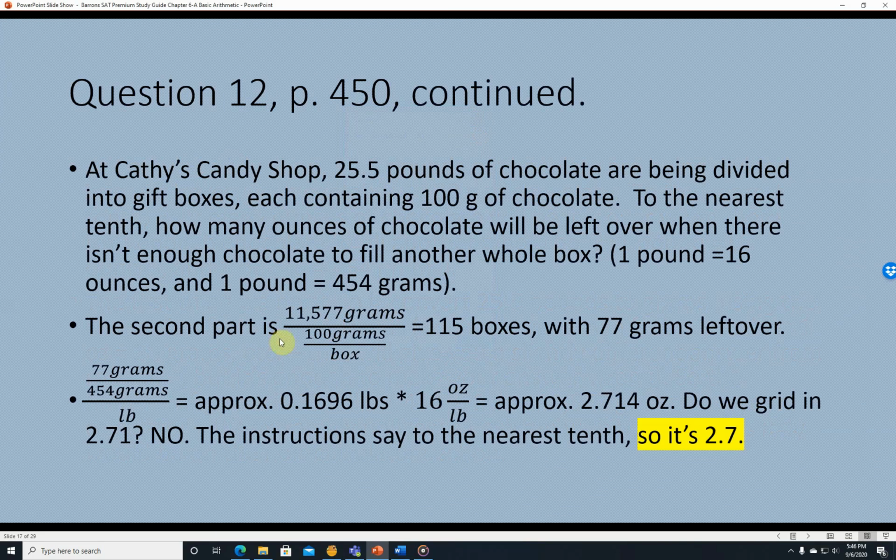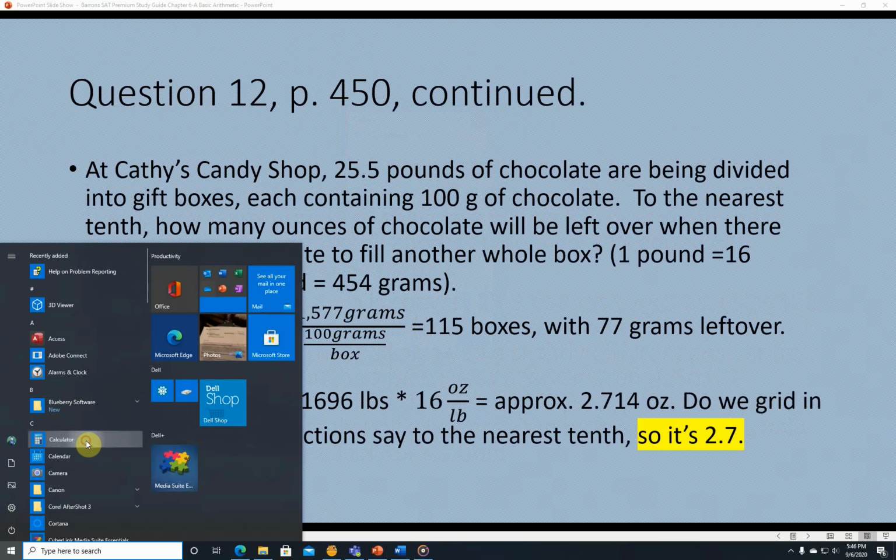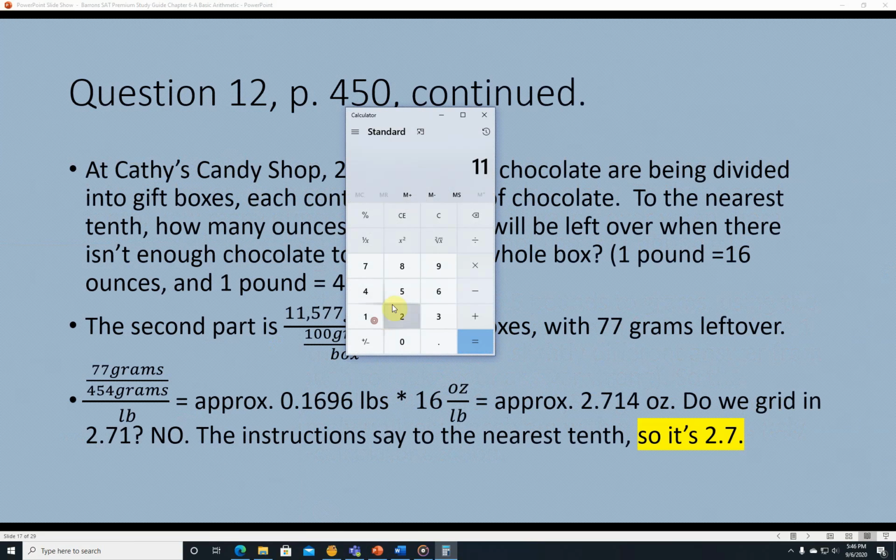Okay, so then here's the problem again. We have to divide this 11,577. I shouldn't have turned off my calculator. Okay, so anyway, 11,577, we're going to divide that by 100. So we have 115.77.